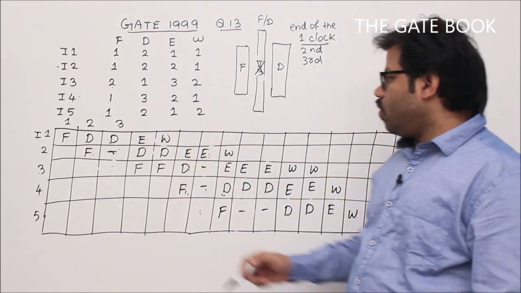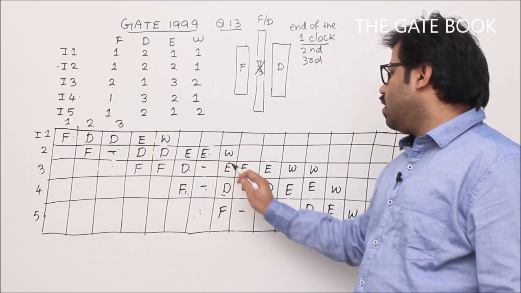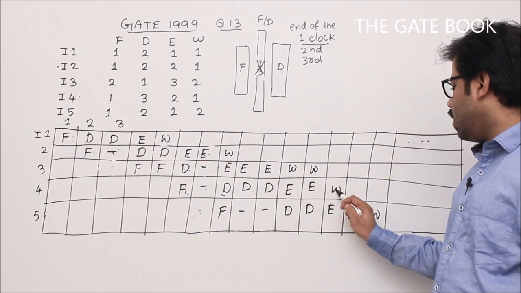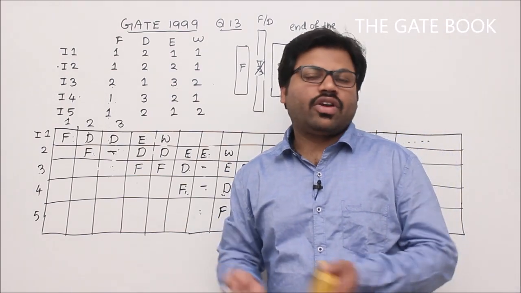Okay, so finally if you count the number of clock cycles, 1 2 3 4 5 6 7 8 9 10 11 12 13 14 15, so 15 clock cycles are required. In that way you can answer this question.